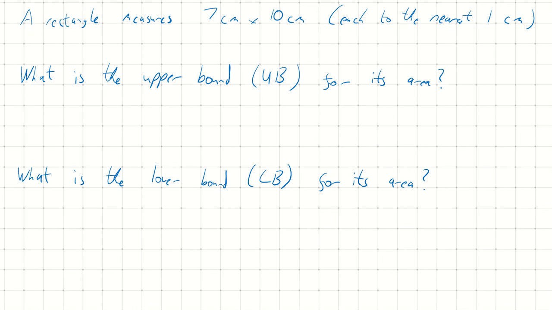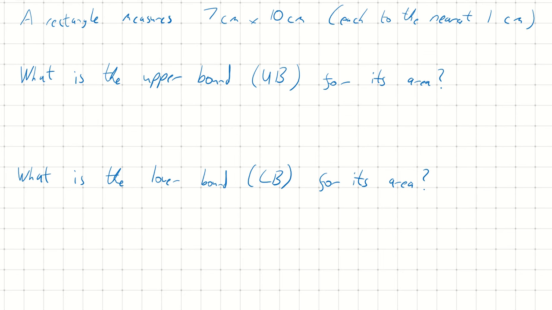So this question is going to be how to use bounds in calculations. A rectangle measures 7 centimeters by 10 centimeters, where each has been measured to the nearest 1 centimeter. What is the upper bound, or UB, for its area? What is the lower bound, or LB, for its area?